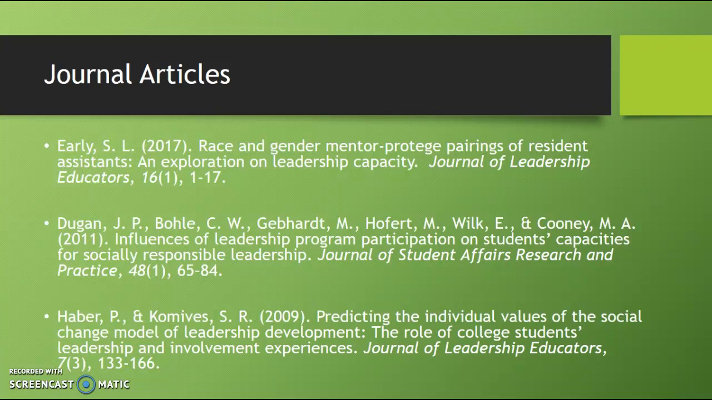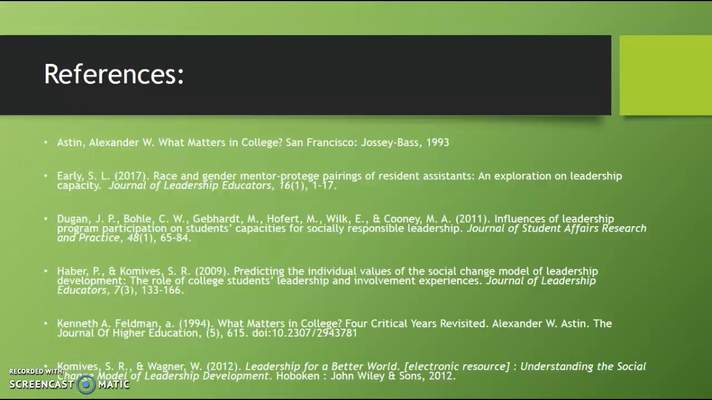I picked out a few different journal articles to highlight for this podcast, looking at a variety of different things like race and gender and how that affects the leadership capacity, socially responsible leadership and how leadership programs influence that, and then some of the larger things. That last study, predicting the individual value of social change model of leadership development, looks at it as a large framework. So those are all good resources, and again, their website has a wide variety of other great resources that you can use to study and learn and assess leadership on your campus.